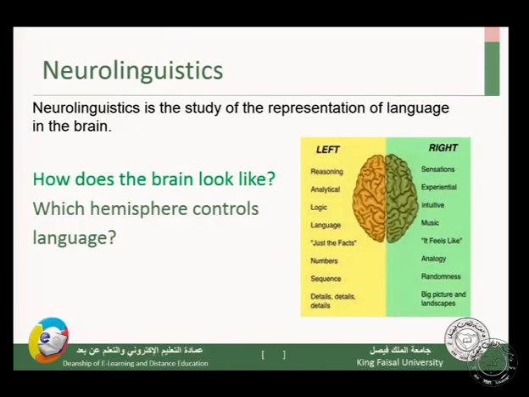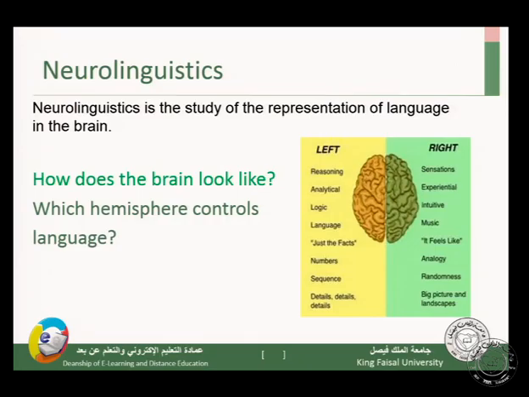So the brain has two parts. It has two hemispheres, two halves, the right and the left. The left side gives you the ability for reasoning, for analytical thinking, for logic, for language, facts, numbers, sequence, and details. So this is the responsibility of the left side of the brain.